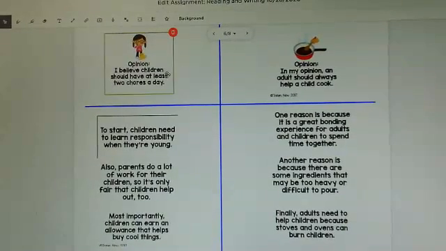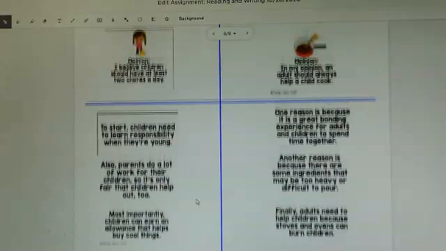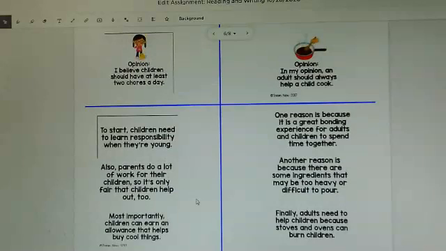Okay. I believe children should have at least 2 chores a day. To start, children need to learn responsibility when they're young. Also, parents do a lot of work for their children, so it's only fair that children help out too. Most importantly, children can earn an allowance that helps buy cool things. That sounds like a well put together paragraph. It goes in order, it makes sense. My reasons support my opinion. Let's see if this one does the same thing.